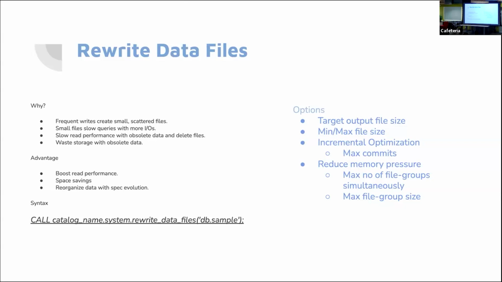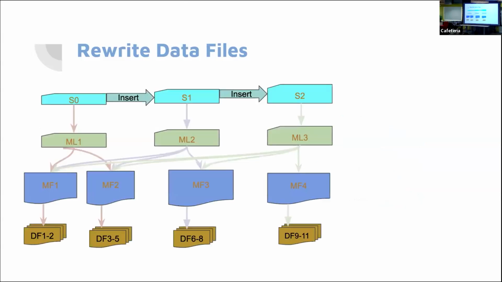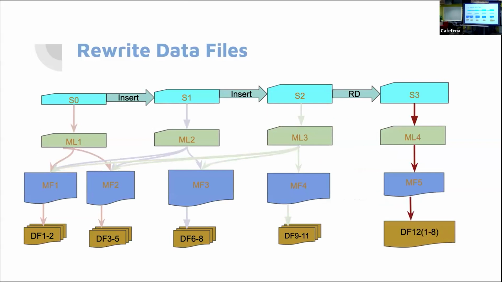So these are the flavors which reduce memory pressure. As I mentioned, it takes a lot of memory. So you can define some number of file groups, the file group size, and all those things. At the end of the day, when you run rewrite data files, it will look like this. Everything got compacted, and now we have only one data file. And say the other data files are already of optimal size, so it will keep a reference to the previous manifest file.